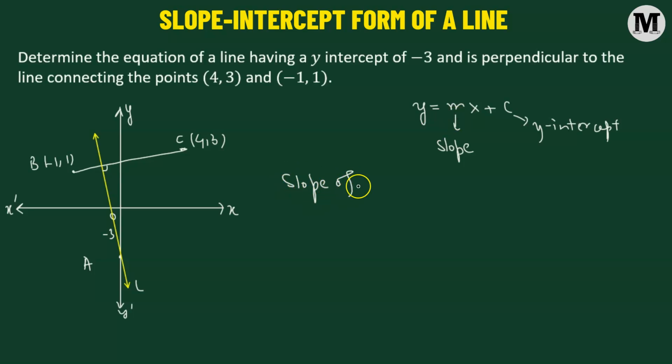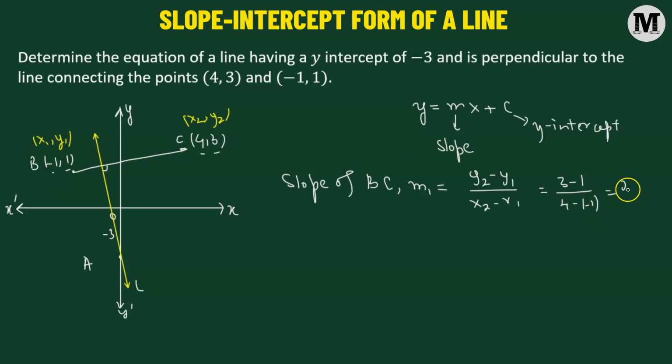We can begin by finding the slope of the line BC. We're going to denote it by the letter M1. This will be equal to the difference of the y coordinates divided by the difference of the x coordinates. So let us suppose that B corresponds to (x1, y1) and C corresponds to (x2, y2). So y2 minus y1, that's going to be 3 minus 1, divided by the difference of the x coordinates, which is 4 minus -1. So we're going to get the result as 2/5. This is going to be the slope of line BC.